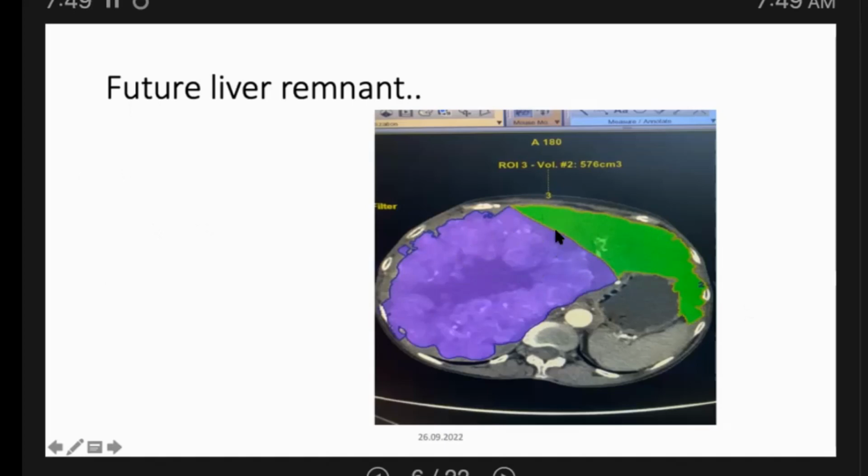So this is one of the patients we did around June or July last year, and she was a lady with a BMI of 18, but she made a dramatic recovery with all our meticulous management, and she's still doing really well, and she's picking up her body weight as well. So that is how you calculate the future liver remnant, right?